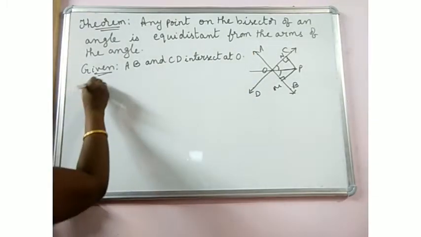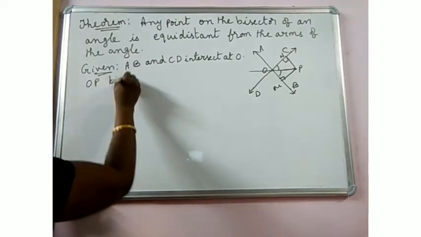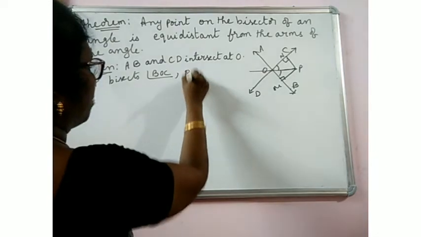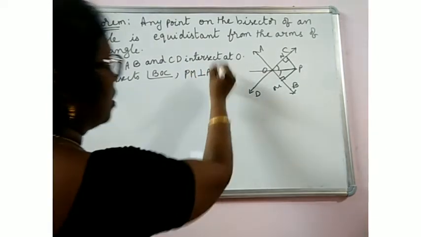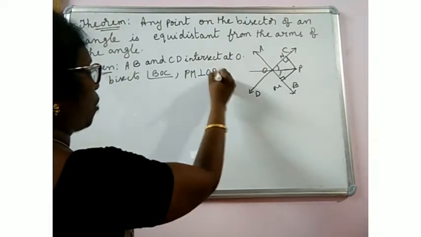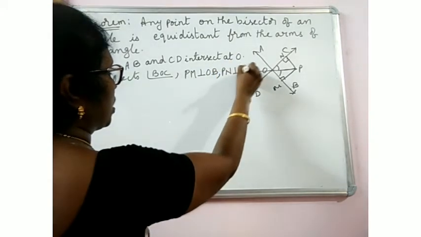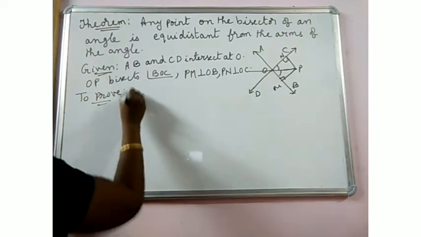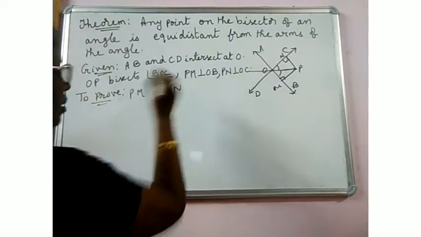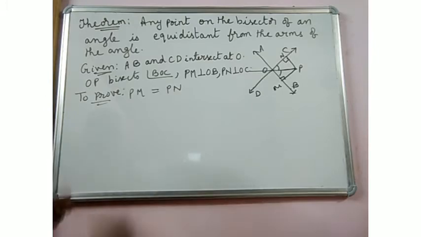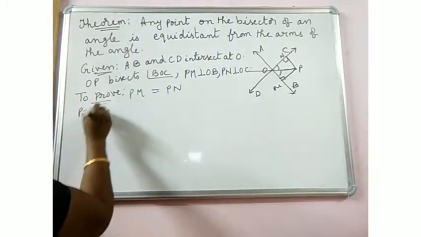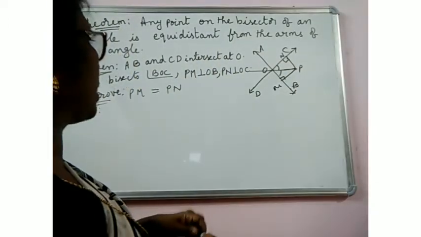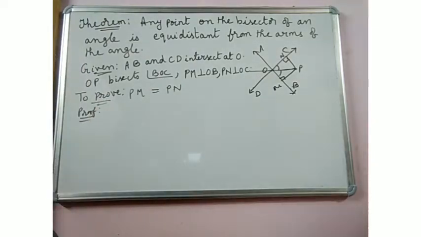Okay. OP bisects angle BOC, and also PM is perpendicular to OB and PN is perpendicular to OC. Here you have to prove that PM is equal to PN. Proof. In the previous question we have joined OP, but here OP is already given as a bisector, so the construction step is not needed now.